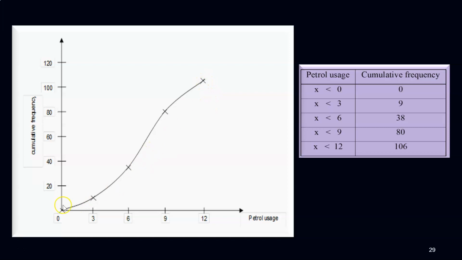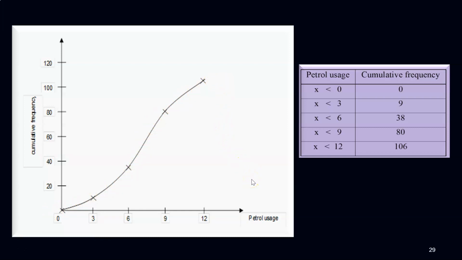Okay. So then you have to connect all these points freehand, without using your ruler. Jangan guna pembaris pula. So freehand over here, just draw a smooth curve. So this is your ogive.